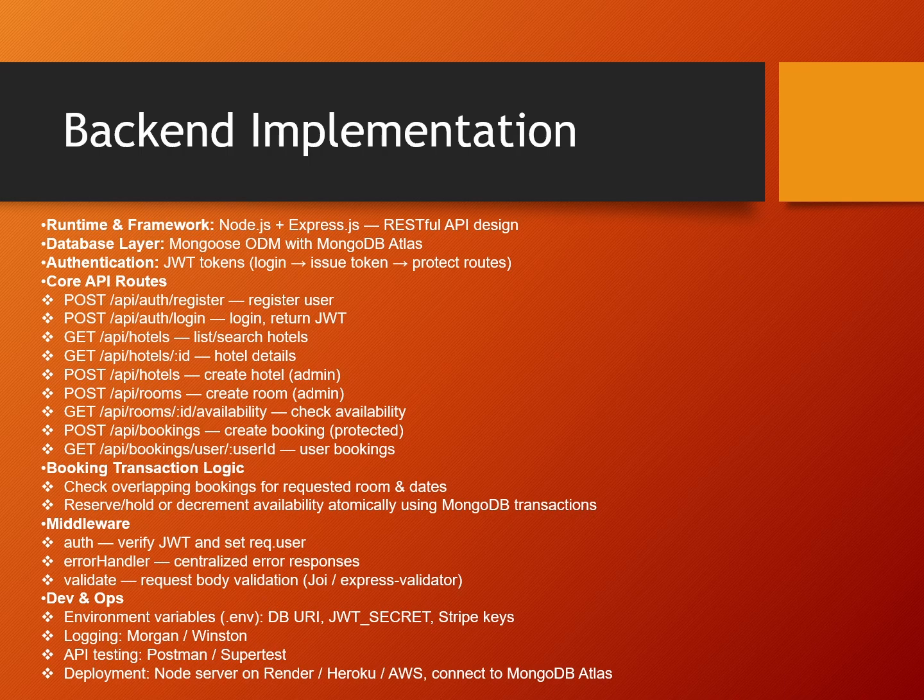For validation, I employed Express Validator to validate incoming requests. For testing and debugging, I relied on Postman and automated tests using Supertest for key endpoints. For logging, I used Morgan and Winston and kept sensitive values in environment variables. Finally, the API was prepared for deployment with CORS handling, rate limiting if needed, and configuration to run on platforms like Render while connecting to MongoDB Atlas.